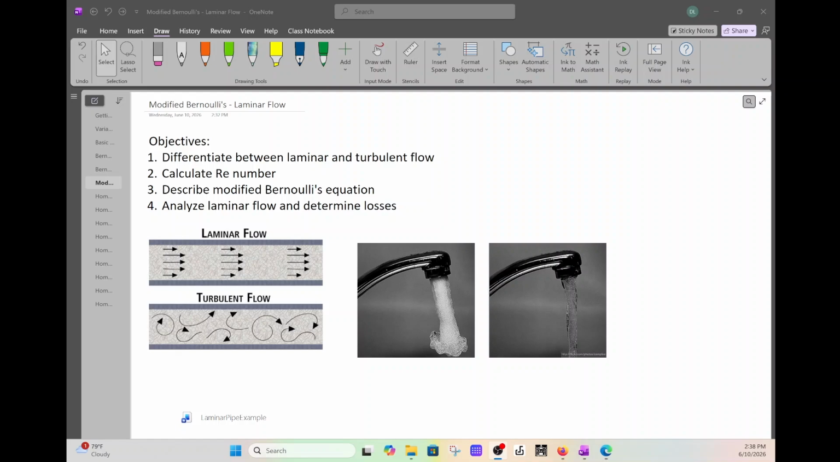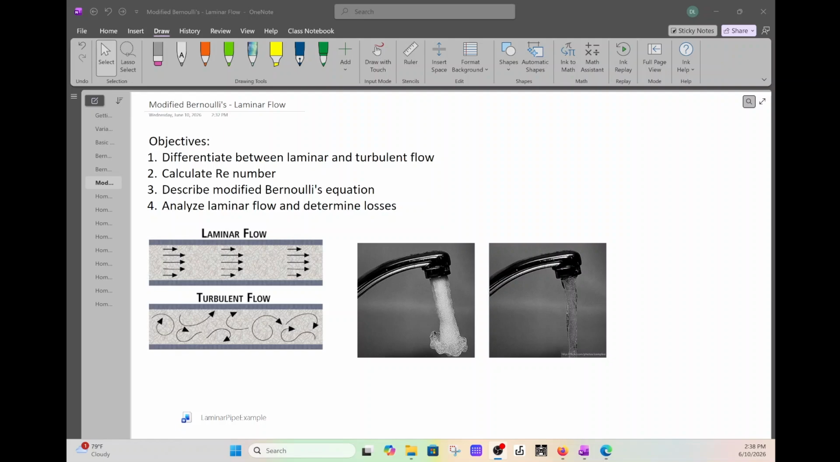Okay, so let's first talk about laminar and turbulent flow. Inside your pipes at home, you have water moving through it. And depending on the flow rates, diameters, and viscosity of that fluid, you can classify that as laminar or turbulent flow. And it's based on what we call a non-dimensional number called Reynolds number.